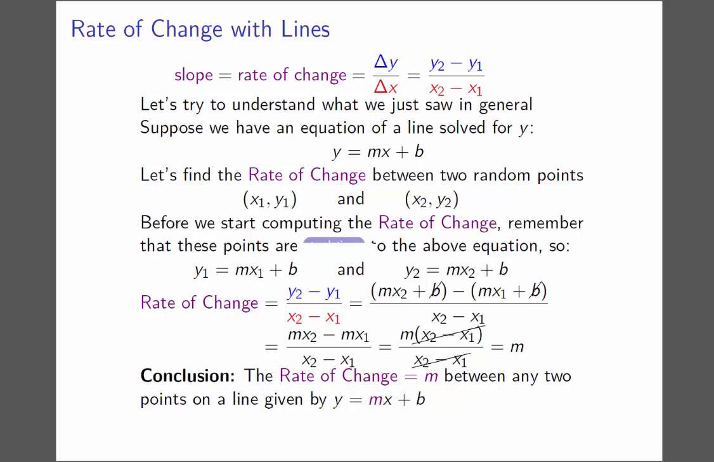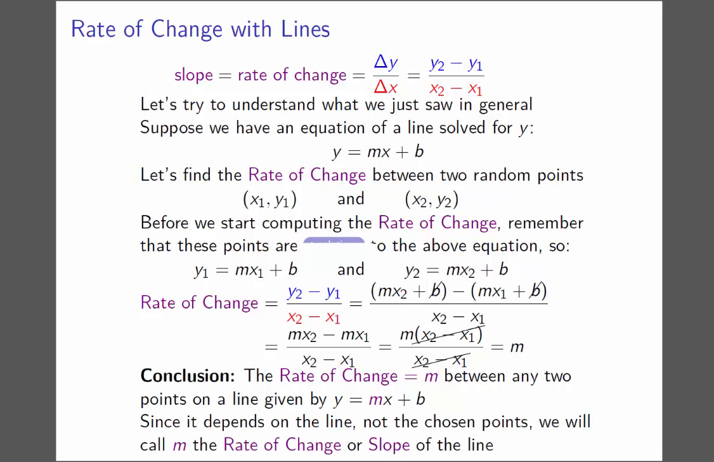So we can conclude that the rate of change equals m between any two points on a line given by y equals mx plus b. And since it depends on the line, not the chosen points, we will call m the rate of change, or slope, of the line, rather than the rate of change between 2 points.